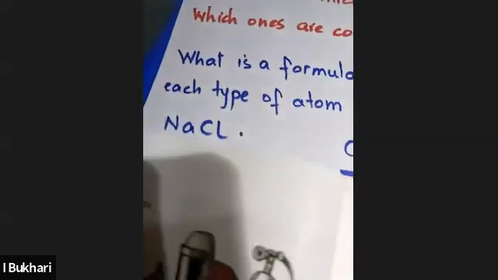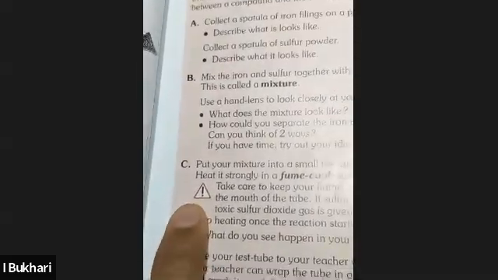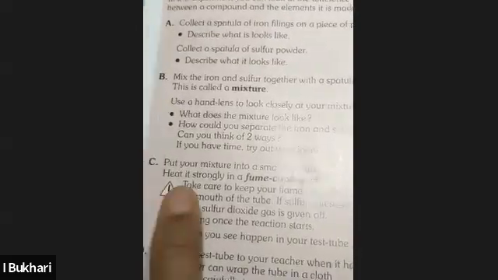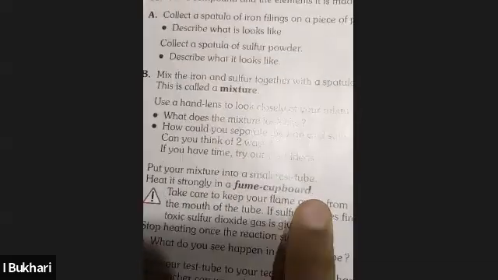Okay, good job, Zores. Now, in your book, in this experiment, they have used a symbol. What does this symbol mean? Caution. Yes, this means caution, meaning you have to be careful while carrying this experiment out. Why should you be careful? Fume cupboard. What is a fume cupboard?